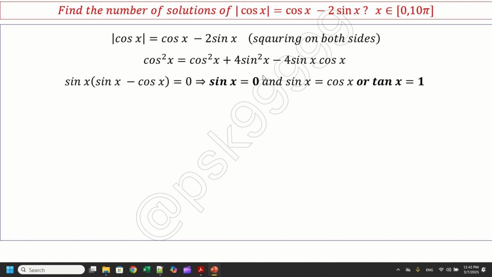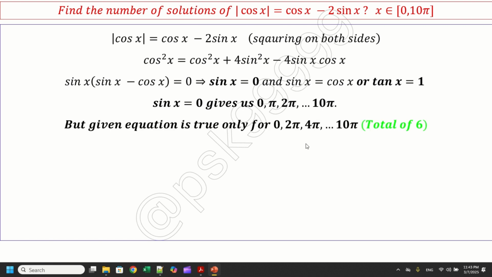Obviously you can see one is applicable when cos x is positive, one is applicable when cos x is negative. But anyway, don't go by that. You first find the general solution and then see which one is applicable. So sin x equal to 0 gives us the general solution n pi, basically 0, pi, 2 pi up to 10 pi. If you substitute 0, the equation is satisfied. But at pi, cos x is -1, so absolute cos x is 1, but here it is -1. So 1 is not equal to -1. So this equation is not applicable at pi.